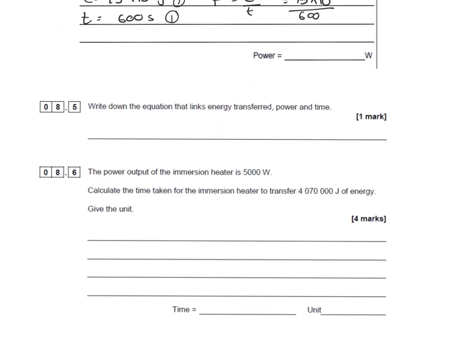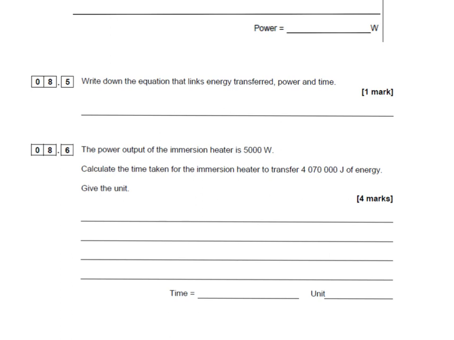In this question, it tells you to write down the equation that links energy transferred, power, and time. So you have 3 variables. How are they linked together? Well, you have to write it fully, but I'm just writing it like that for short time. And then the question says the power output of an immersion heater is 5,000 watts. Calculate the time taken. So I need to find this.